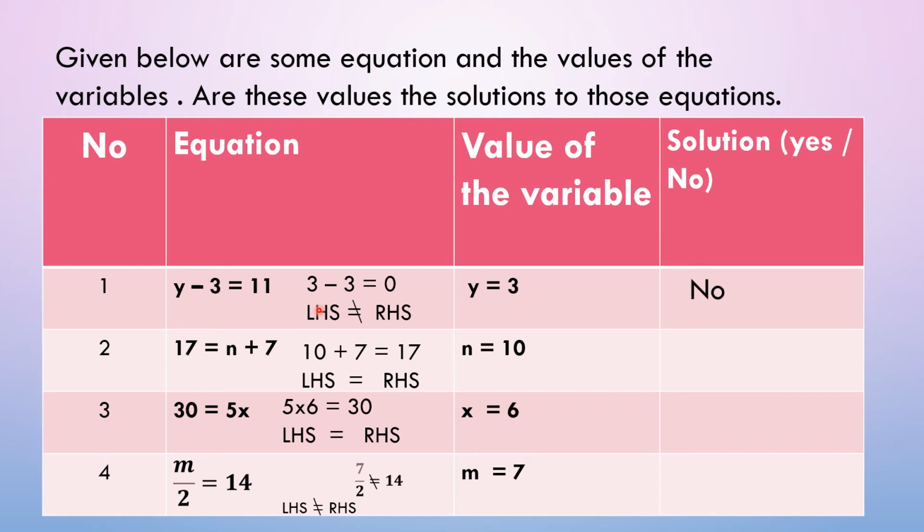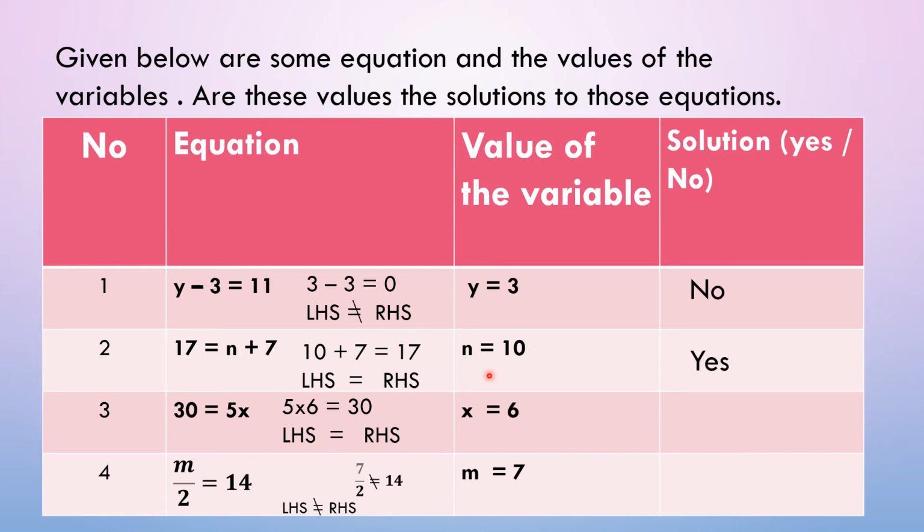Next one, 17 is equal to n plus 7. So what n value is given? 10. So your right hand side, see here. Instead of n, you have to place 10 here. So 10 plus 7 is what? 17. Okay. So LHS is equal to RHS. On both the sides we are getting the same value. So n is equal to 10 is the right solution. So yes.